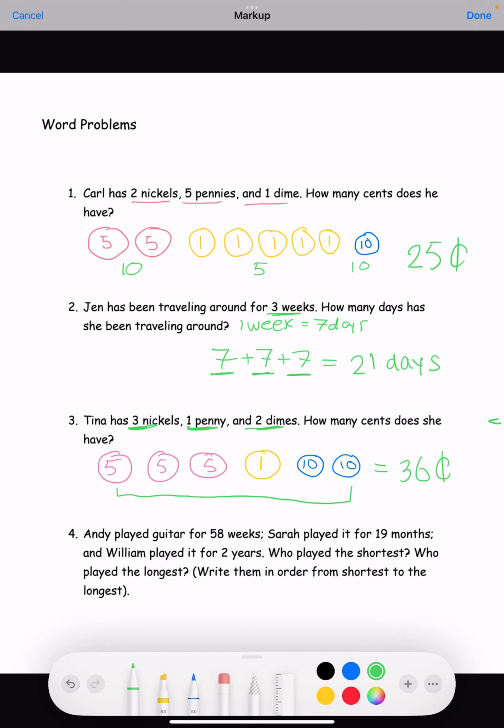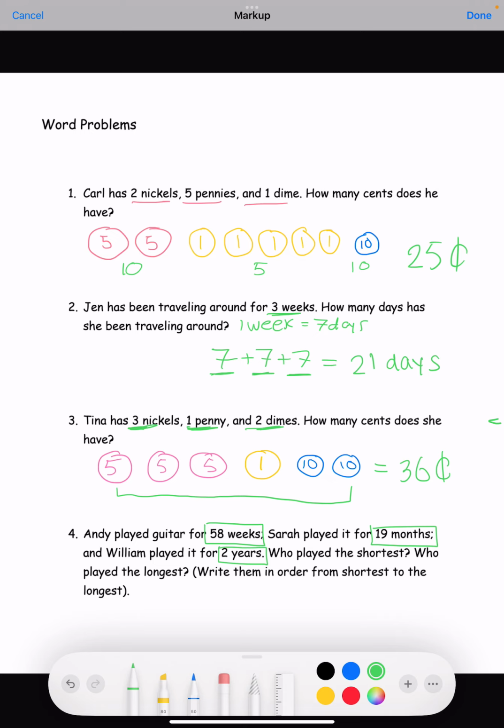Andy played guitar for 58 weeks. Sarah played it for 19 months. And William played it for 2 years. Who played the shortest? Who played the longest? Write them in order from shortest to the longest. Okay, so remember, let's look at the weeks first. 1 year is 52 weeks, and 58 weeks is a little bit over 1 year.